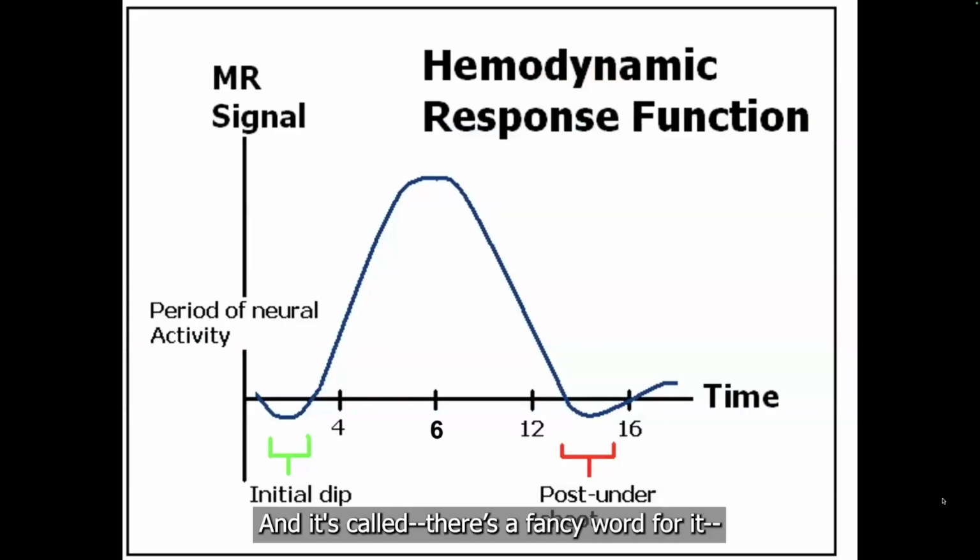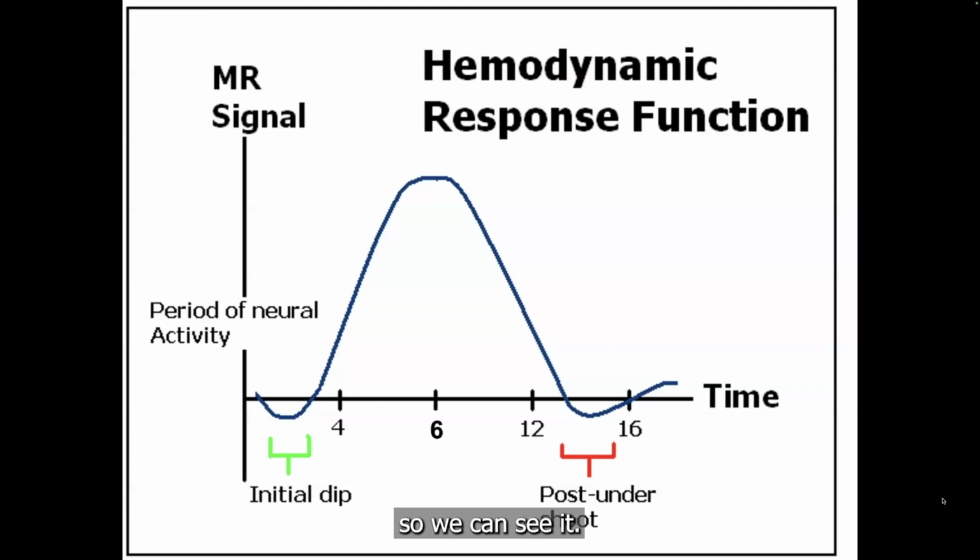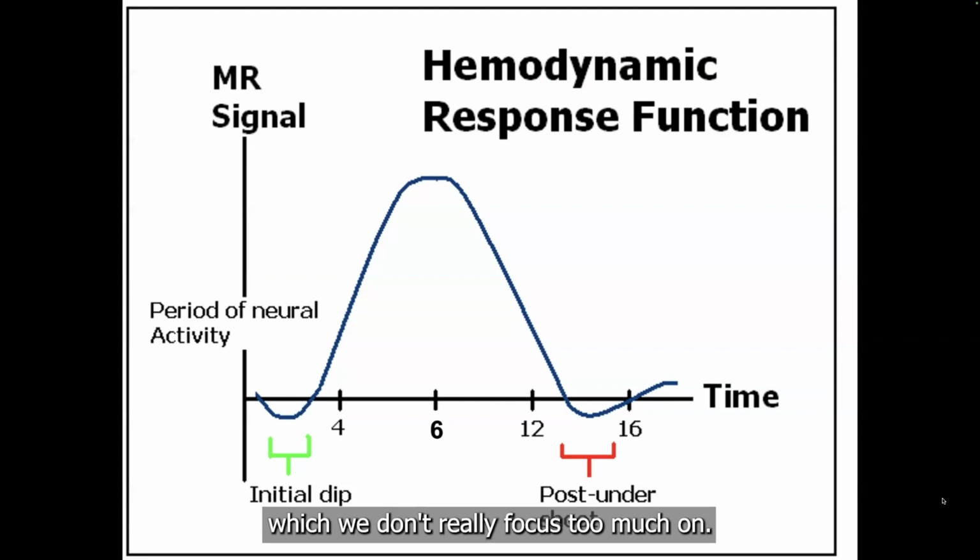And this is what it looks like. There's a fancy word for it. It's called the hemodynamic response function. Hemo, blood, dynamic, changing. So the blood changing response, and they put it into a function so we can see it. And so there's this period of neural activity early on. There's what we call the initial dip, which we don't really focus too much on. But in essence, this is when there's greater deoxyhemoglobin, we lose our signal, and then our signal goes up and it peaks at around 6 seconds and then drops back down.